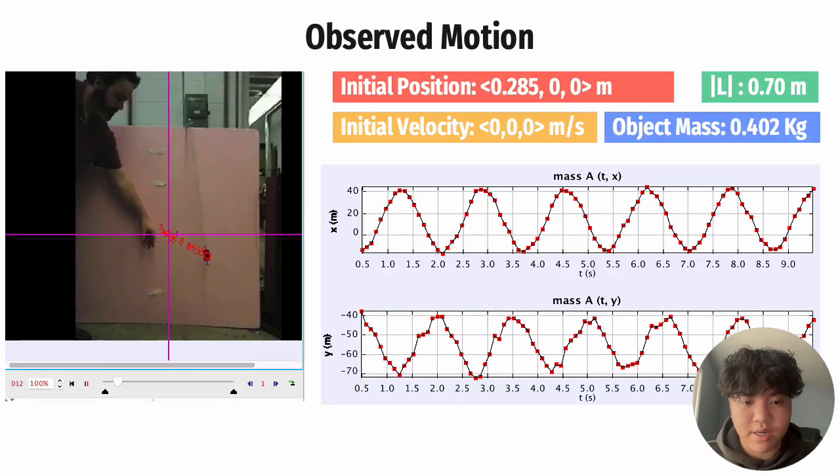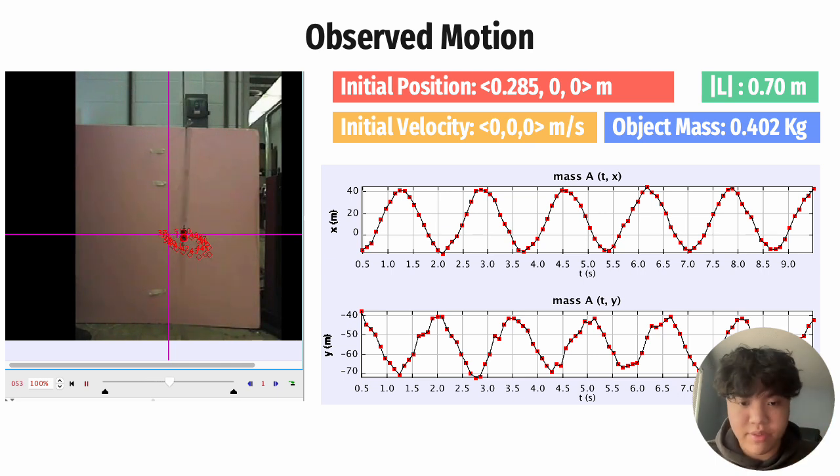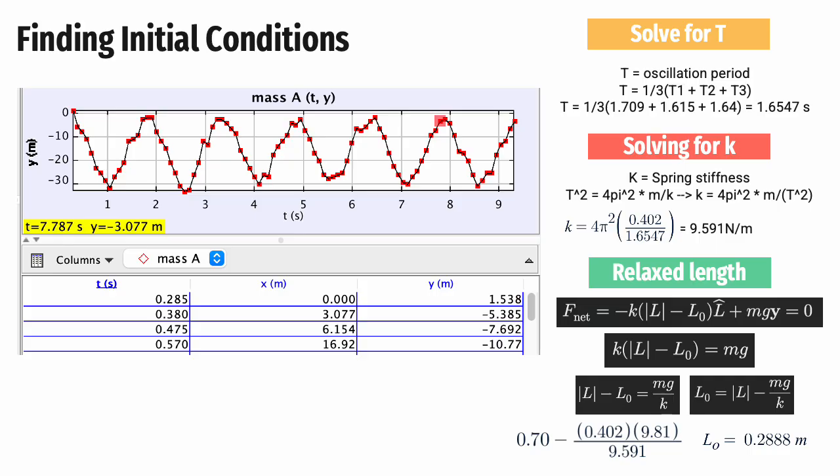So as you can see here, I used the Tracker model to track every key point of the mass while it's tilting back and forth. And then the initial position I recorded as 0.285, and some of the other initial conditions like velocity and molecular mass. So now we have to find the other initial conditions. I have to define a couple initial conditions first before I do the computational model.